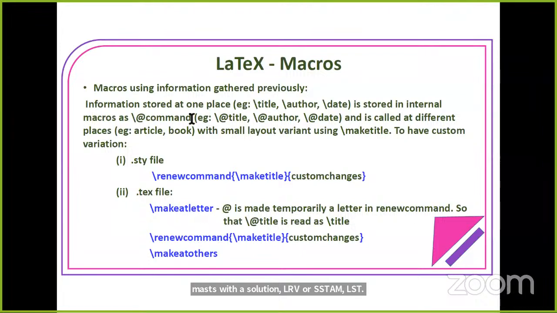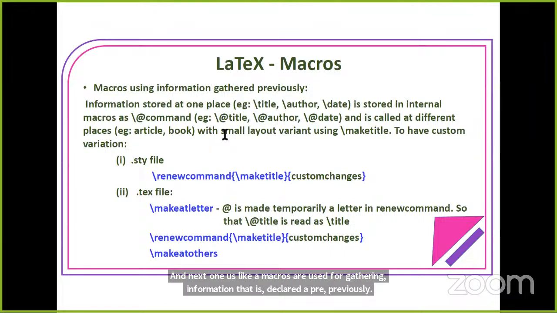Okay, and the next one is macros used for gathering information that is declared previously. For example, suppose the section, slash section. The section number, the section title, options, everything, the commands will be well defined. But now we want to redefine it. For example, in the section itself, I need to have all caps. I'm having some letters printed in my text file in lower case, but it should automatically change to capital letters.